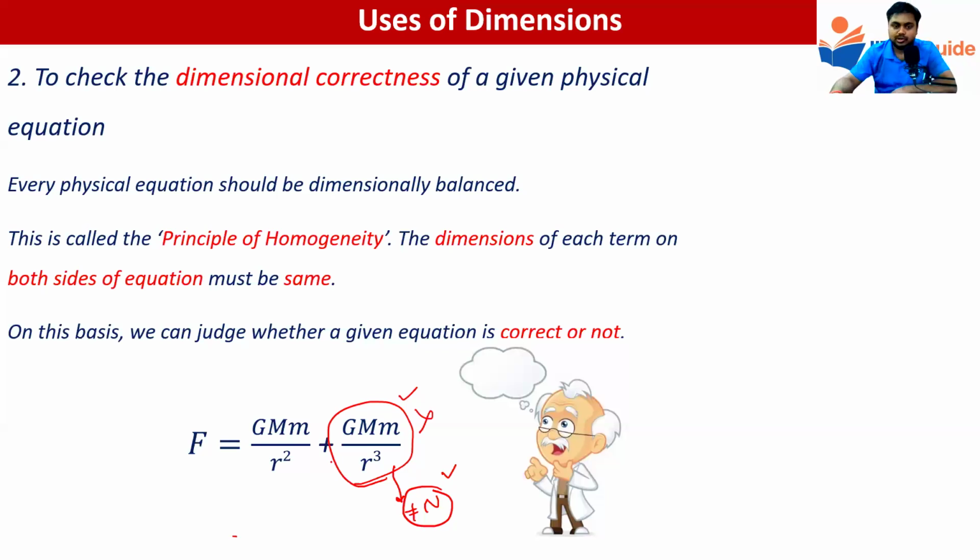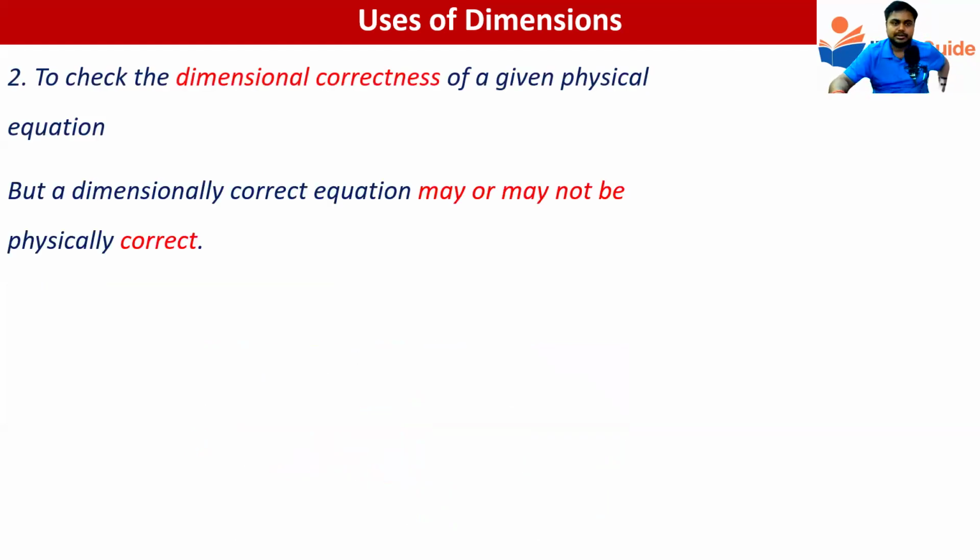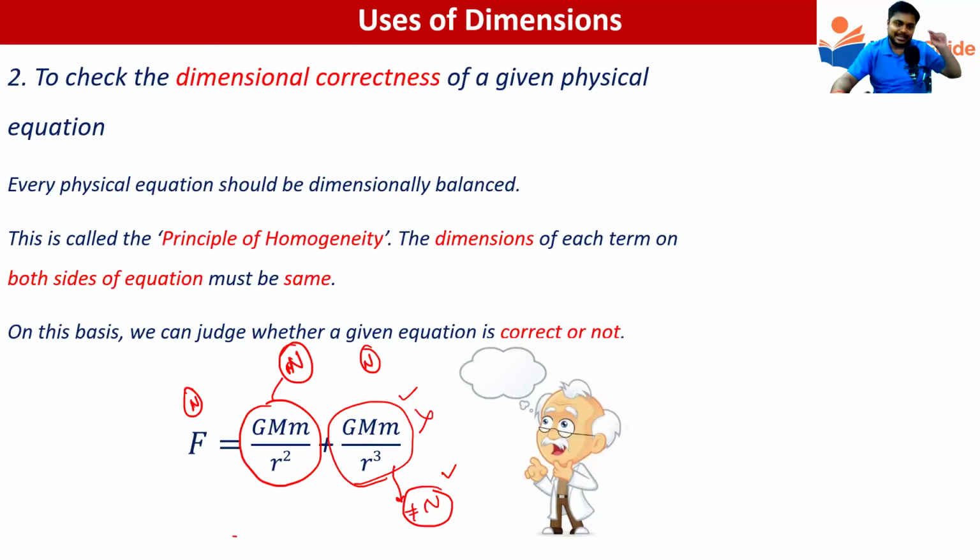Okay. So on the basis of principle of homogeneity, because see, if this is Newton, force is Newton, so this entire thing must be Newton, and this entire thing must be Newton. Okay. But a dimensionally correct equation may or may not be physically correct, but a dimensionally incorrect equation is 100% incorrect.